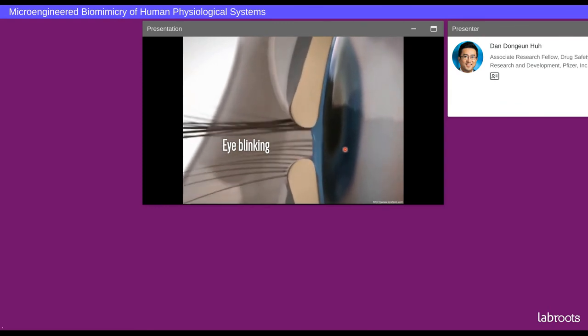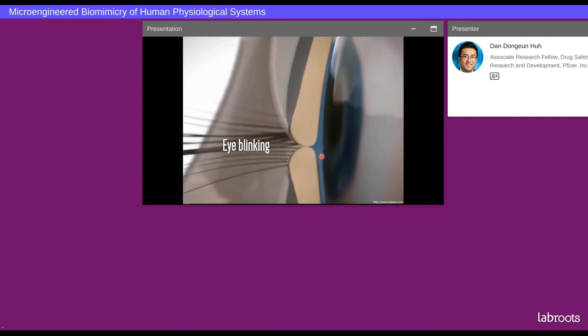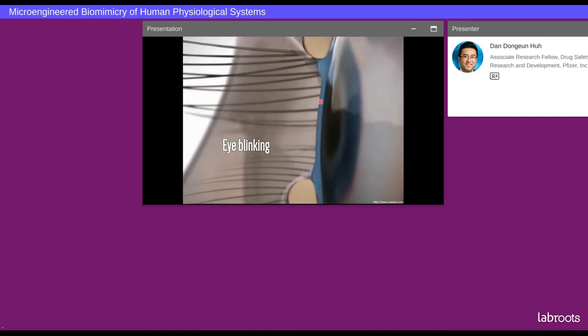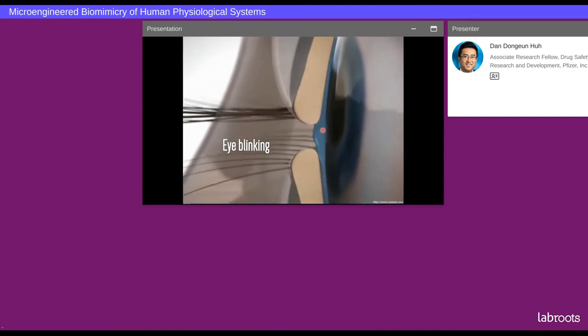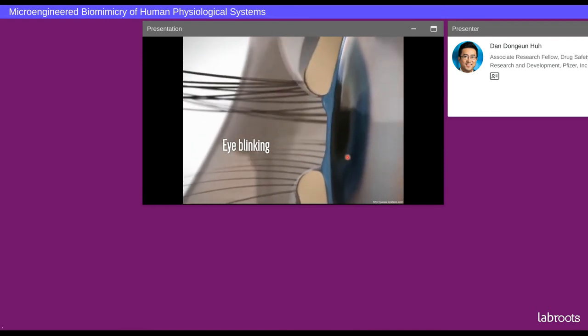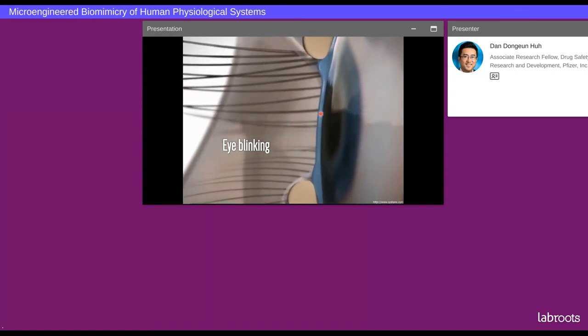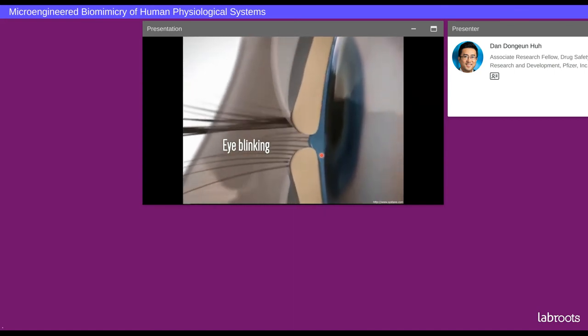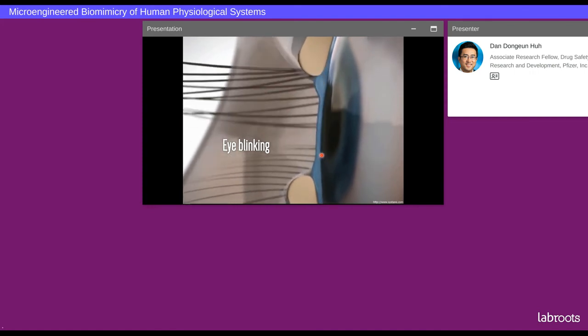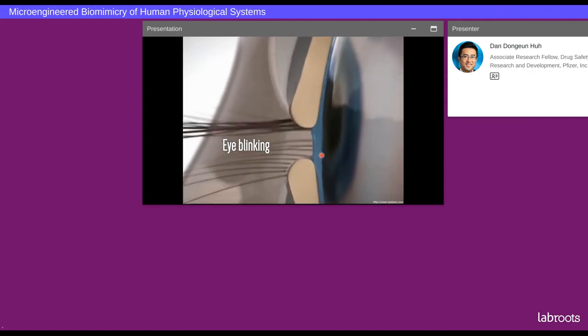Another really interesting feature of the ocular surface is eye blinking, shown in this animation. As you can see here, blinking acts to spread tears to form a thin film on the ocular surface tissue that serves to hydrate the tissue layer, and it also forms a nice smooth refractive surface for light transmission. This is something we found very interesting from an engineering standpoint.